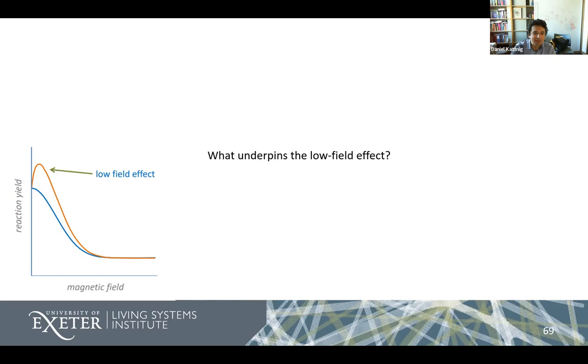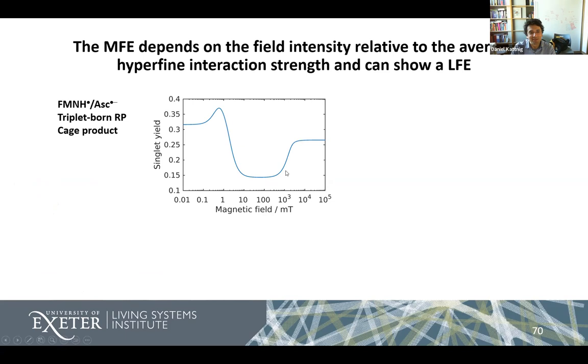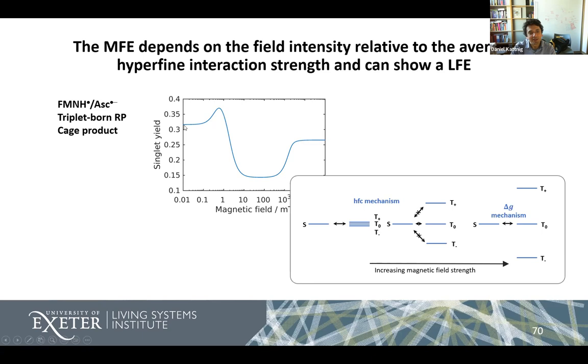Well, before addressing this, let me once again show you the magnetic field sensitivity of a chemical reaction, this time of the flavin semiquinone ascorbyl radical pair. And we see here the canonical magnetic field effect, whereby the singlet yield is reduced in the presence of a magnetic field that is approximately of the order of the hyperfine interactions in the radical pair. This is, as we have discussed, due to interconversion between singlets and all triplet states in zero magnetic field, and only the singlet and the T0 state in the presence of an applied magnetic field. In even higher magnetic fields, we see an additional change, which is due to the delta g mechanism, which gives rise to accelerated spin conversion in the stronger magnetic fields.